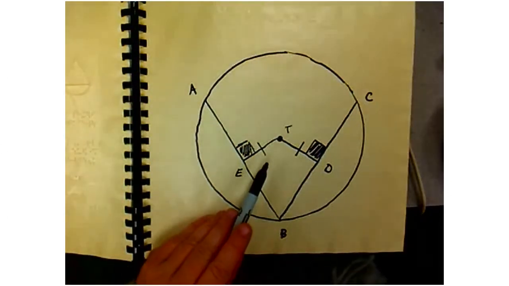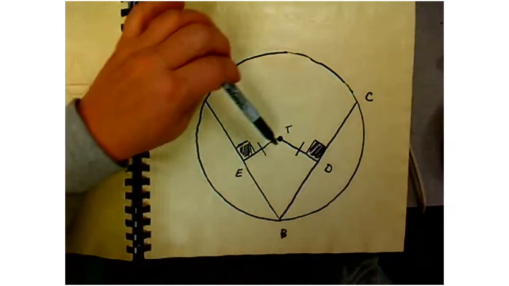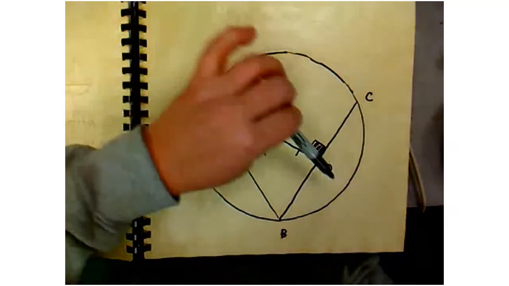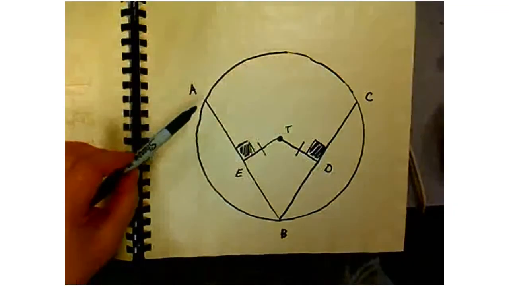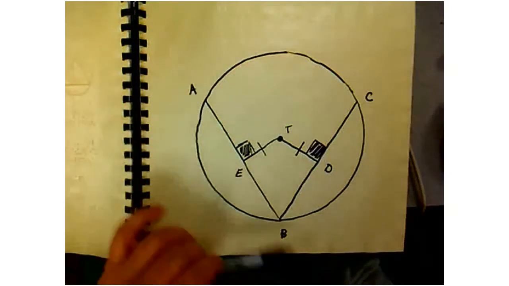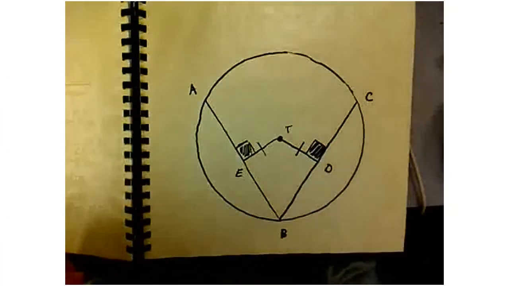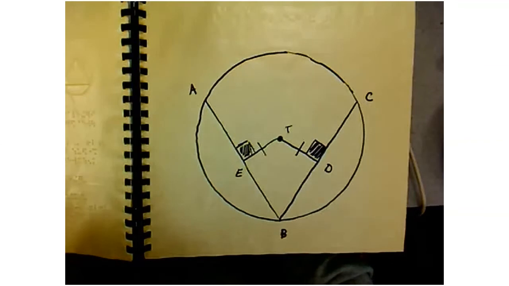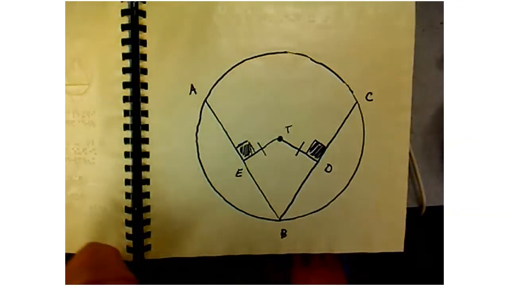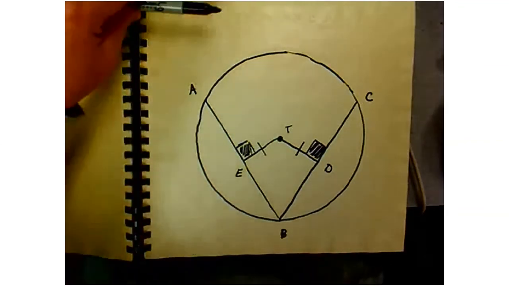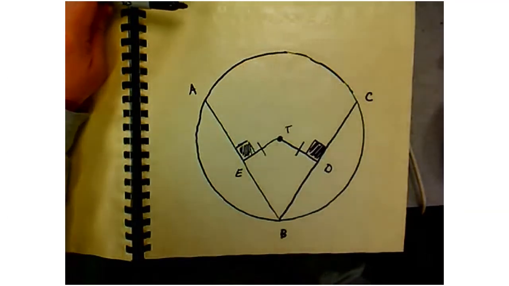So we've learned what? If we have T to E and T to D that are the same, what is the relationship of AB to CB? They're going to be the same. They are equal. All right, so we turn our brain on for that. Now we go back up and read the information again.